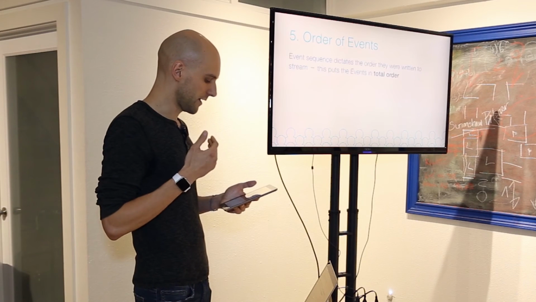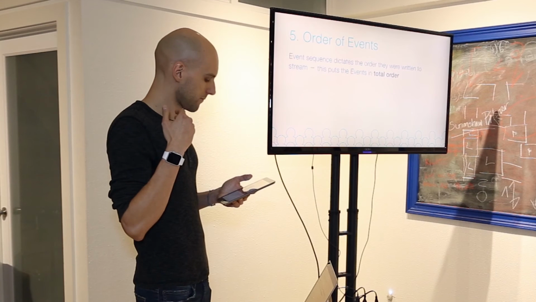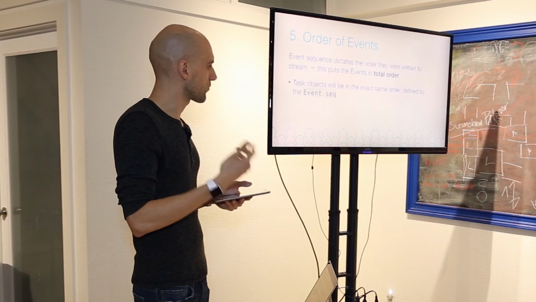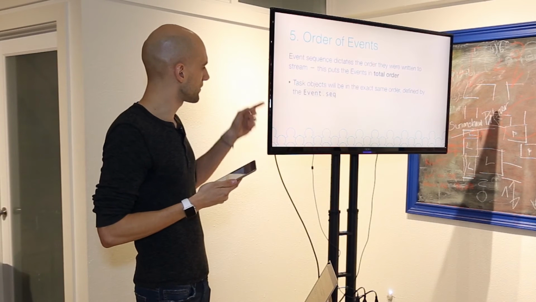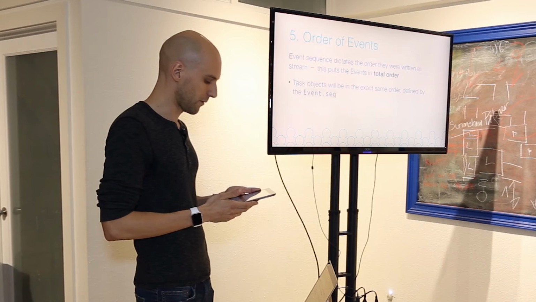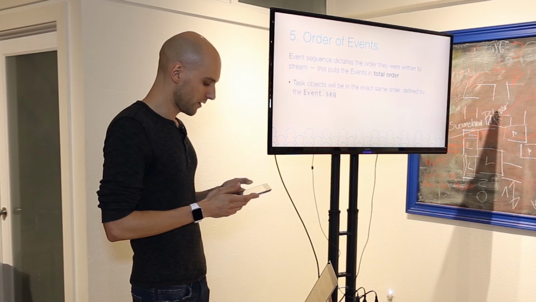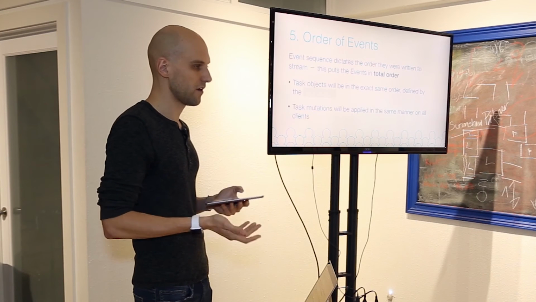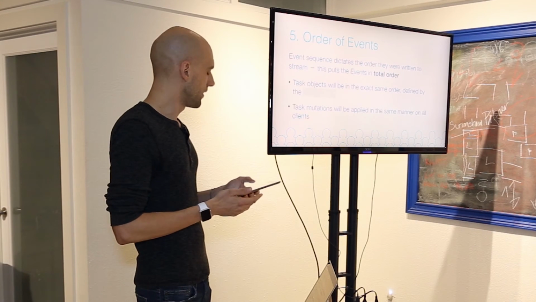It basically means that they are preceded by each other in the same order as they were written to the stream, and that order is defined by our event sequence number, because it gets incremented by one. It also means that all clients will apply these changes in the same manner onto their app model.